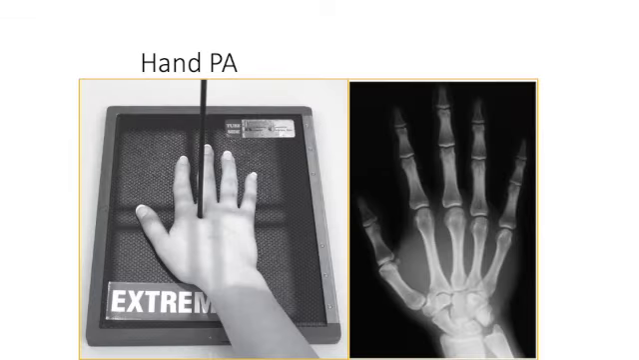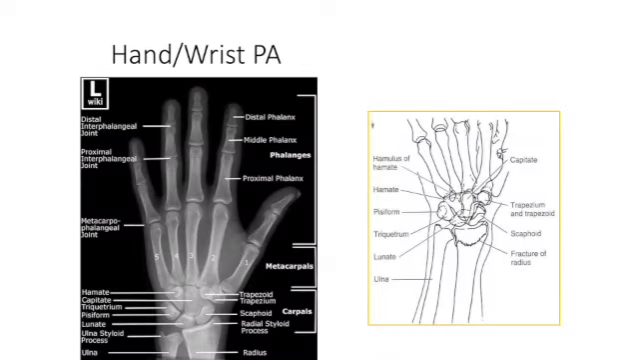So this is obviously a PA view of the hand. Pretty easy. Should be able to identify each of the structures shown here. Obviously we can see a lot of things with this hand and wrist view. Here are all the structures we're going to see with the hand and wrist PA view. So just be able to identify those. Just be able to identify obviously all of our carpal bones, all of our metacarpals, all of our phalanges, and really take a look at the difference between the radius and the ulna.